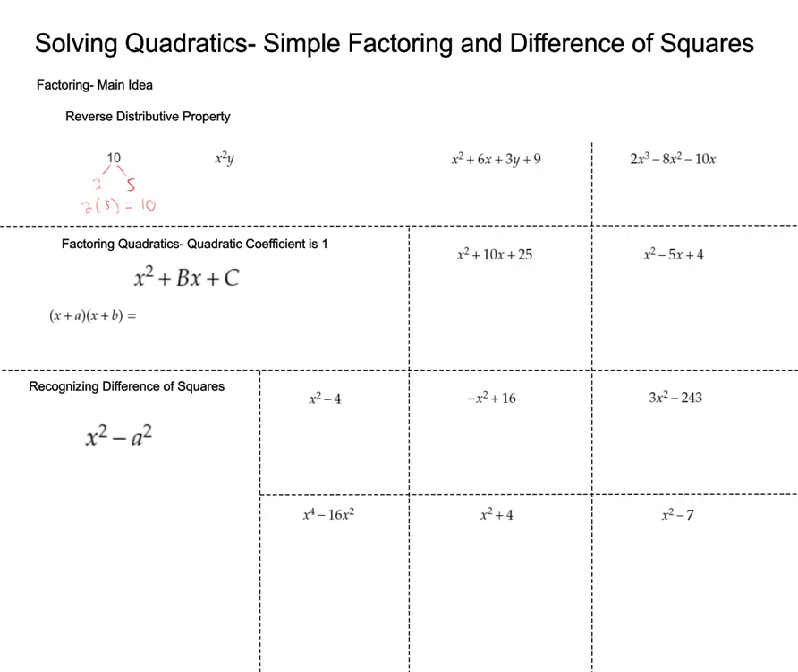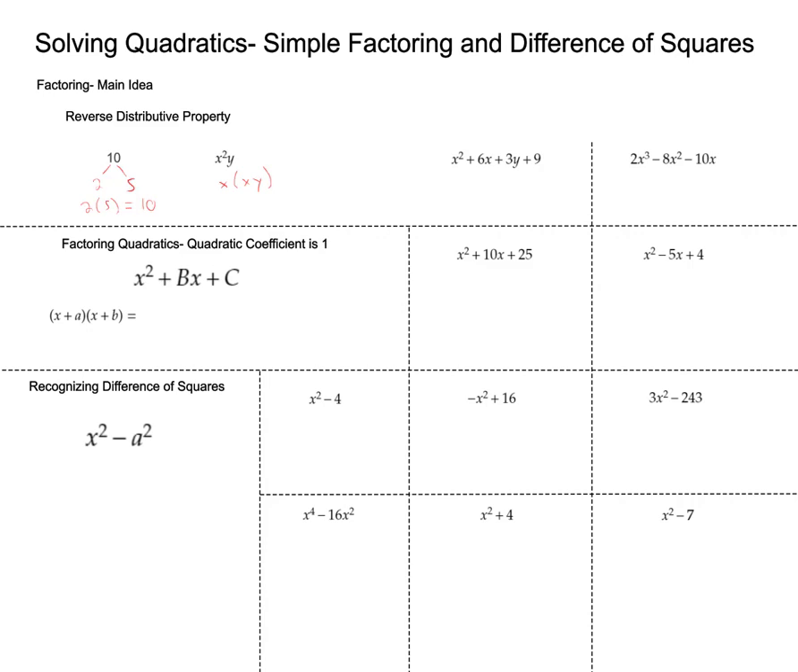If we have another example with variables, we have x squared y. We can factor that into x times x times y, which looks a little silly because, well, that just equals x squared y. But again, that's the main idea. So now we're going to do some more examples of factoring with some different expressions.